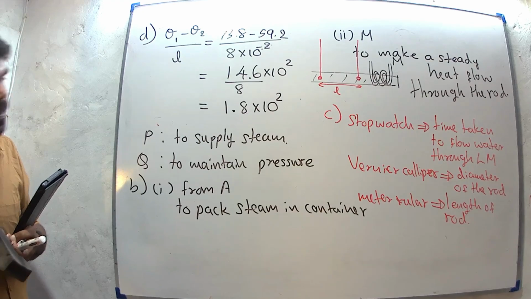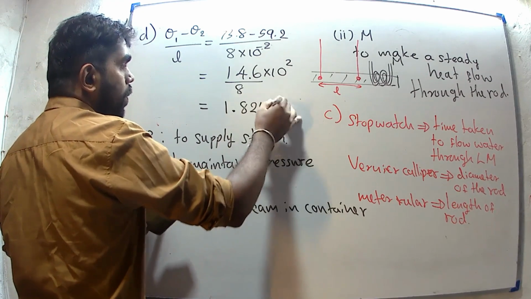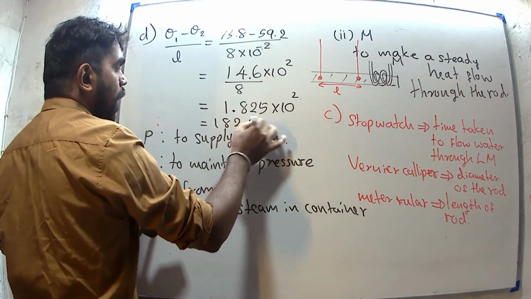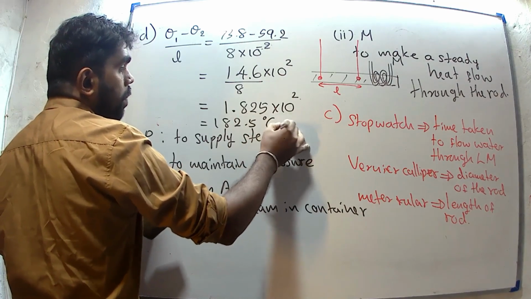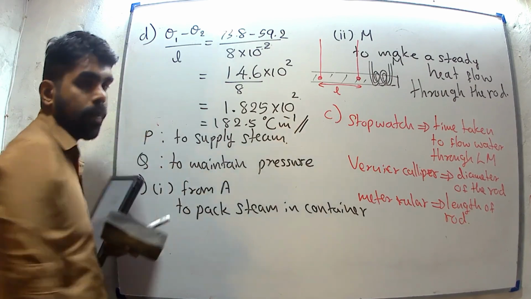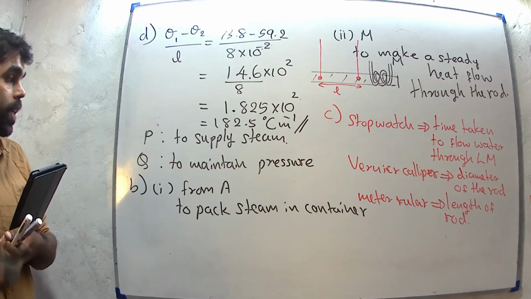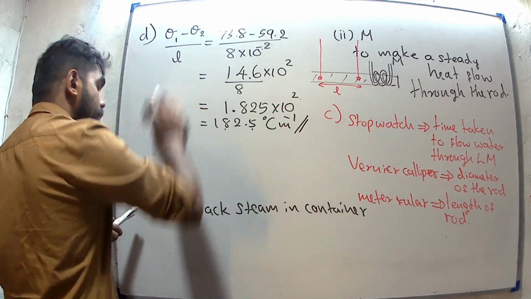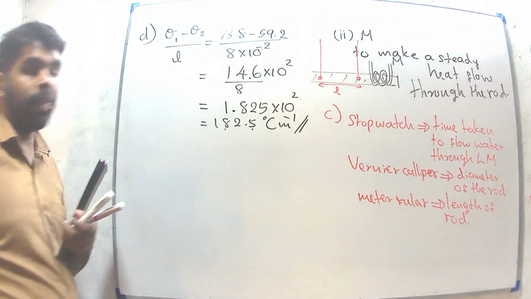So you can simplify further. 1.825 into 10 to the power 2. It means 182.5 unit Celsius per meter. Or you can use Kelvin per meter, because we know that when considering the difference of temperature, the Celsius value is equal to the Kelvin value.